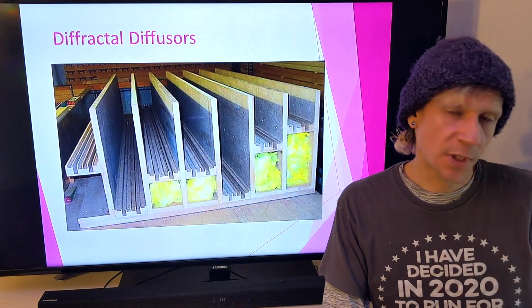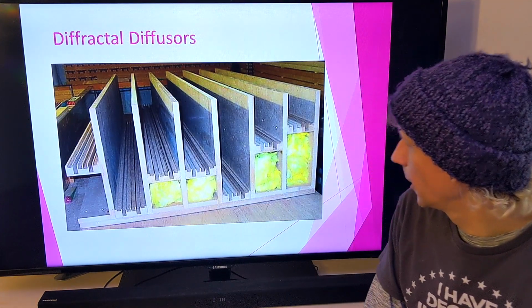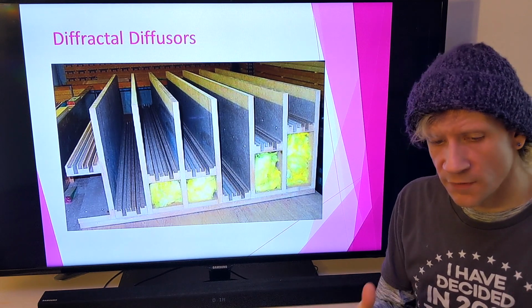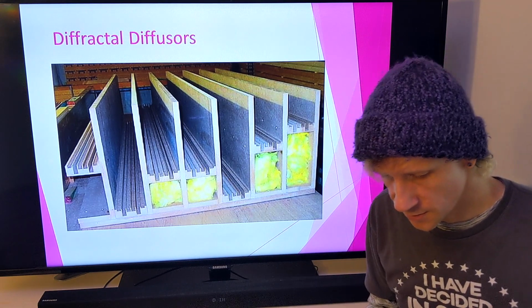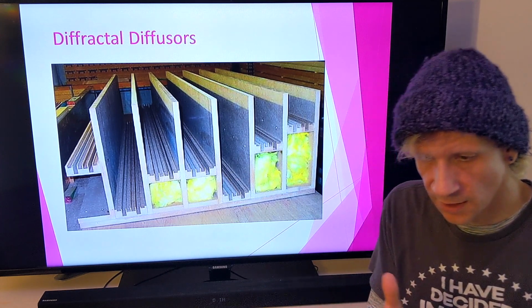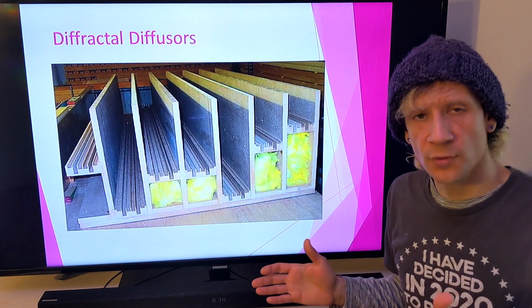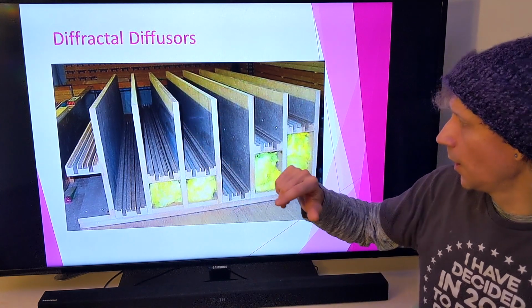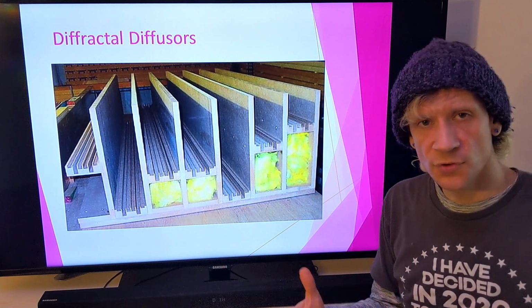So just a couple more things and then we're going to make today quick and call it a day. So based on all of those limitations, being narrow defines the high frequency limitation and being deep defines the low frequency limitation, we've got this idea of a diffractal diffuser or a fractal diffuser, which is basically a diffuser in a diffuser.